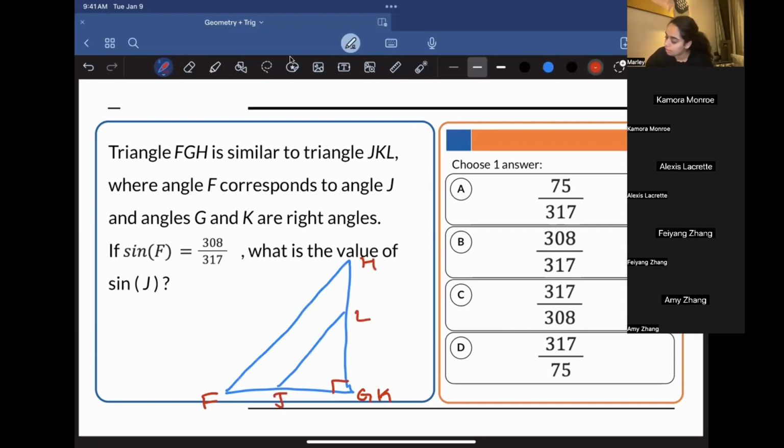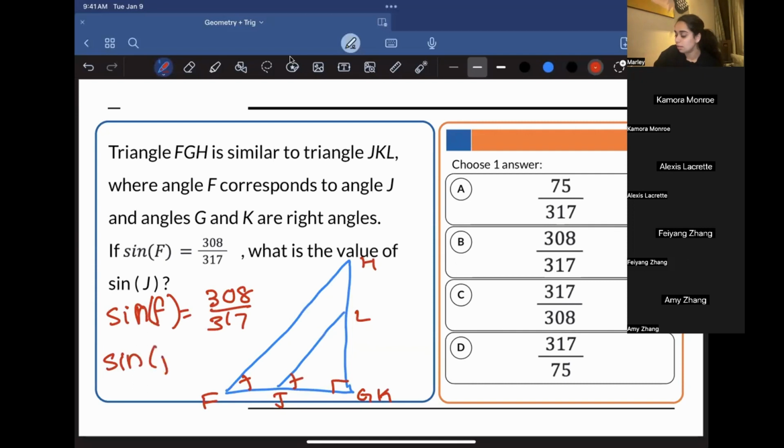And this one is JKL. And it also tells us that angle F corresponds to angle J, and that's because they're similar triangles, so they're kind of the same. If sine of F equals 308 over 317, then sine of J is the exact same ratio because it's the same degrees. So the answer choice is B. It's the same.